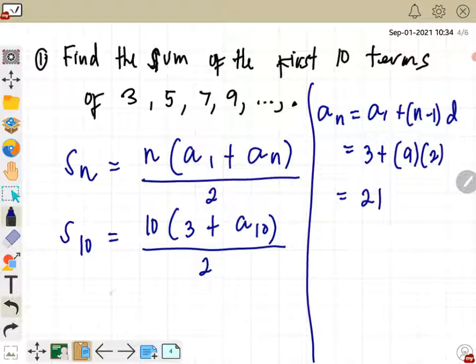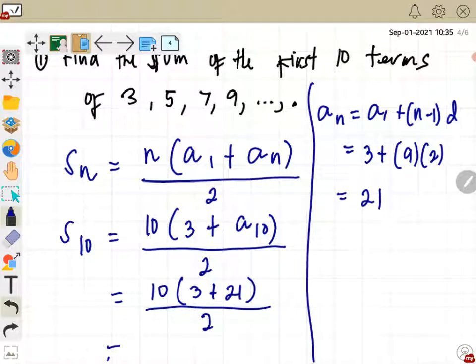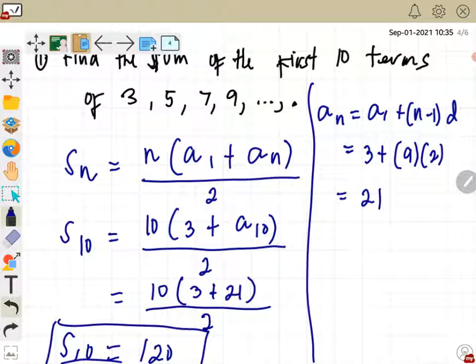Okay, that makes 10 times 3 plus 21 divided by 2, and that is 120. So the notation S sub n means the sum of the first n terms. So if you're going to add the first 10 terms from 3, 5, 7, 9, 11, 13 up to the 10th term, adding all of those terms, we get a sum of 120.